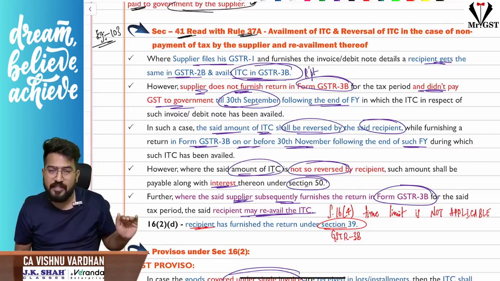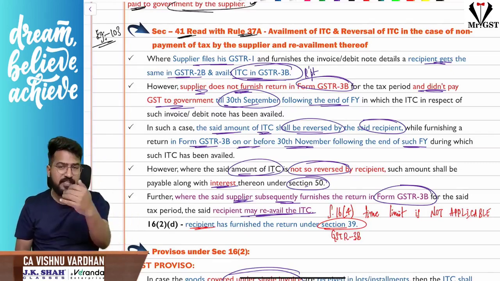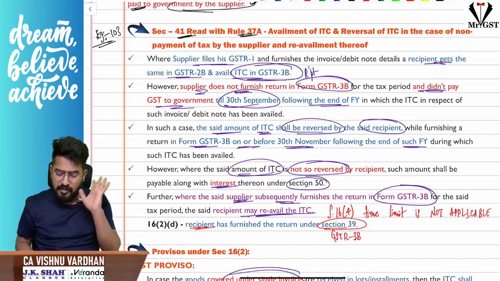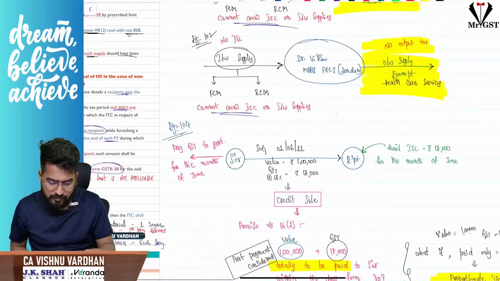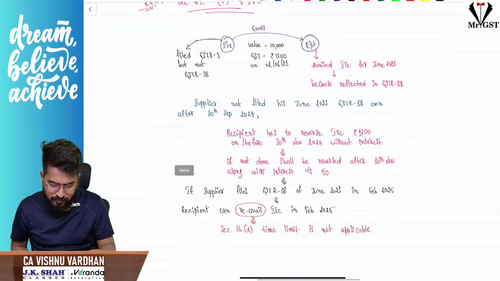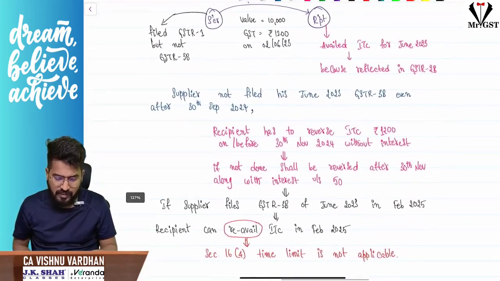If he has not done that, by 30th November of the succeeding financial year, that means in another 2 months' time, you should reverse the ITC without any interest. Without any interest. Here I have given one example.